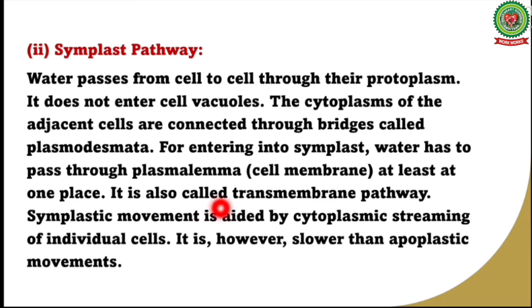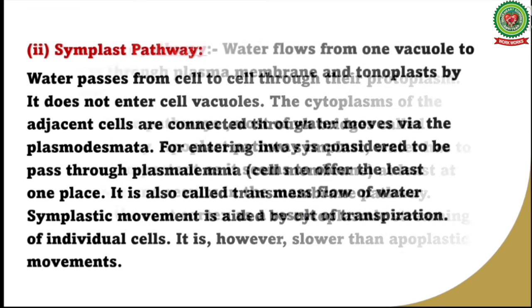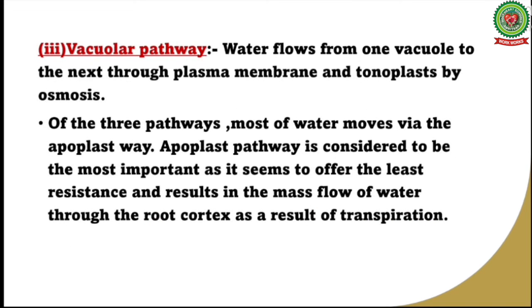Symplastic movement is aided by cytoplasmic streaming of individual cells. It is, however, slower than apoplastic movements. Next is vacuolar pathway. Water flows from one vacuole to the next through plasma membrane and tonoplast by osmosis. Tonoplast is defined as membrane surrounding the vacuole.